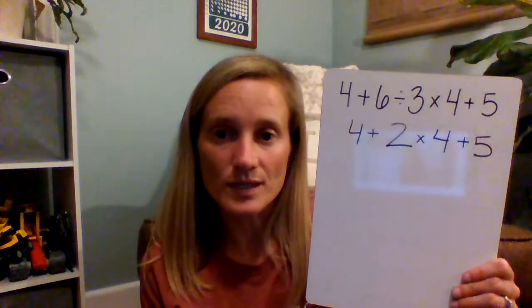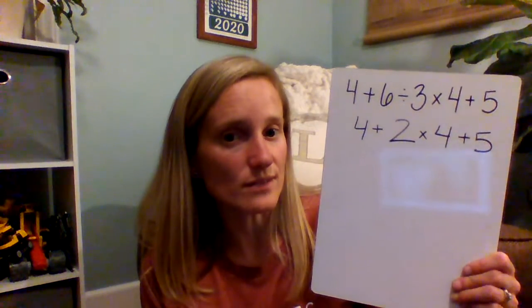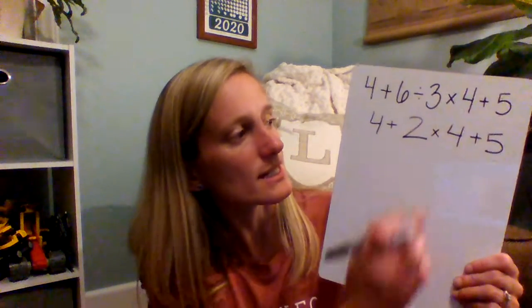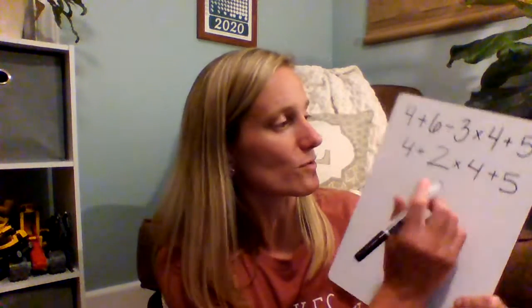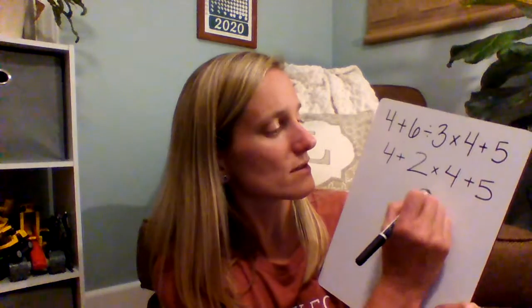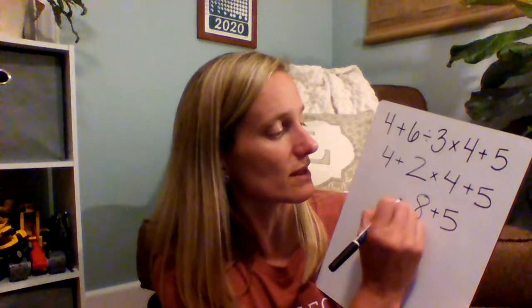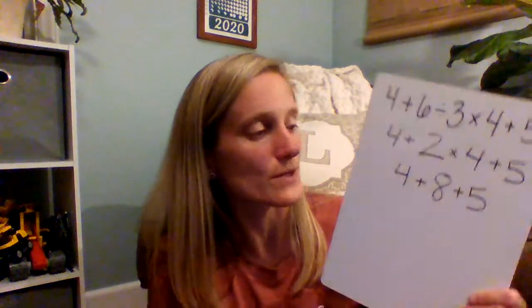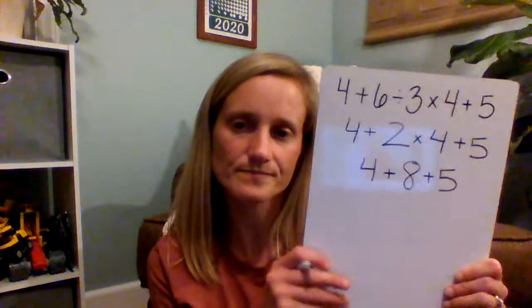Right, so now I have only multiplication and addition, and the order of operations tells me that I need to take care of this multiplication before I can add anything. So 2 times 4 is 8. Haven't done anything with that 5, haven't done anything with that 4. So I just write them down the way they are.